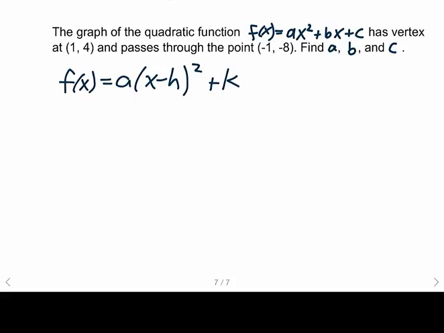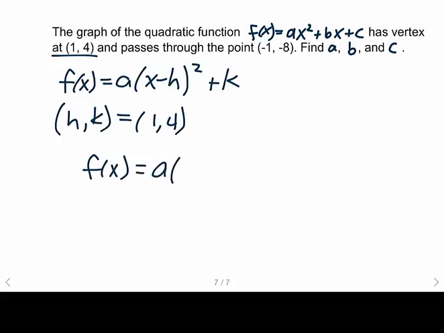We are told that there is a vertex at 1, 4, which means that h, k is equal to 1, 4. I can actually start to flesh out this function. F of x then is equal to a times the quantity x minus 1 squared plus 4. So this is like the process that we've seen a couple of times in reverse. Now we're told that this graph passes through the point -1, -8, which means when x is -1, y is -8.